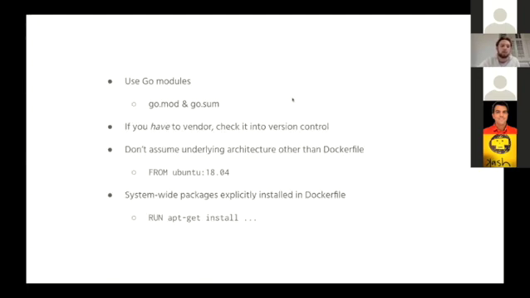Don't assume an underlying architecture other than what you define in your Dockerfile. That means the OS or the chipset, and any system-wide packages should be installed using RUN directives in the Dockerfile. So it's being very explicit about what you're doing.